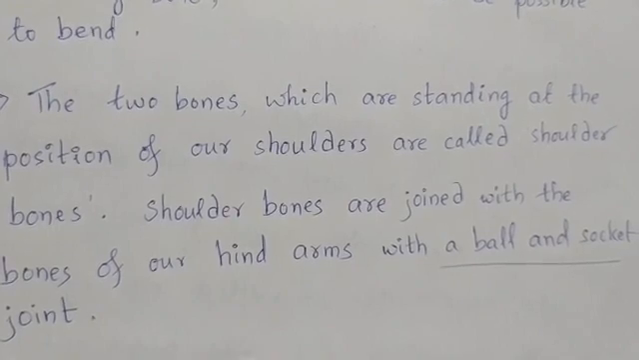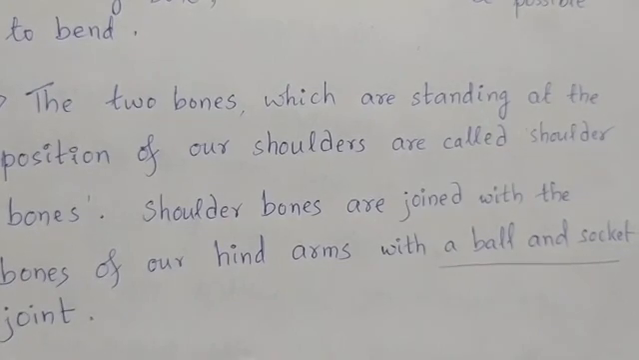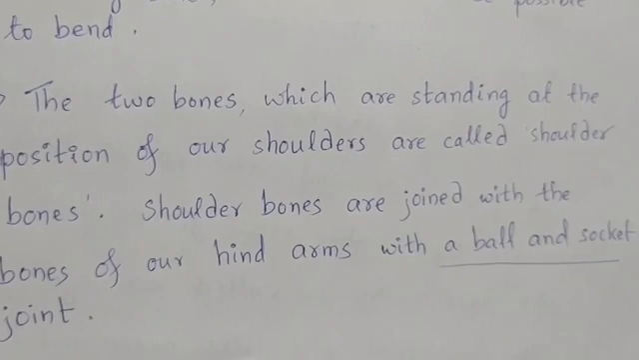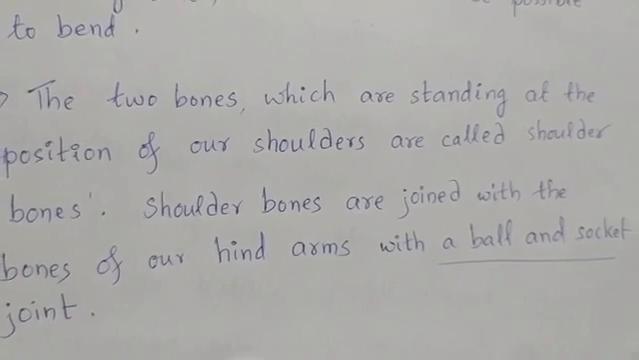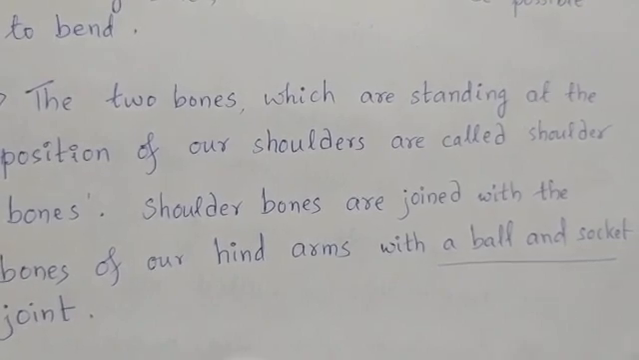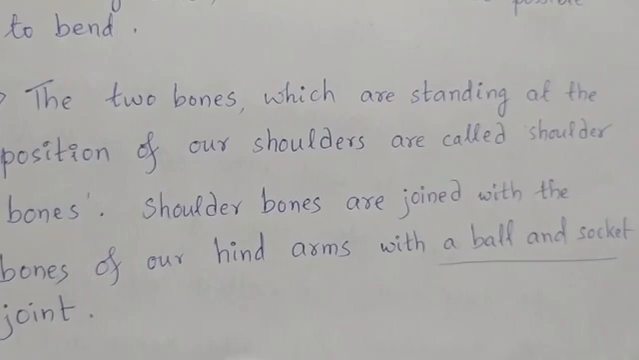These shoulder bones are joined with the bones of your hind arm. Hind arm means the top part of your hand. The shoulder bone is attached to the top portion of your hand. In the hand there are two portions: hind arm and forearm. Hind arm means the top portion of your hand, and forearm means the bottom portion of your hand.